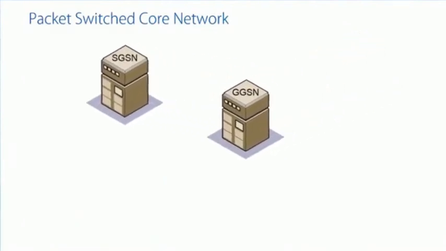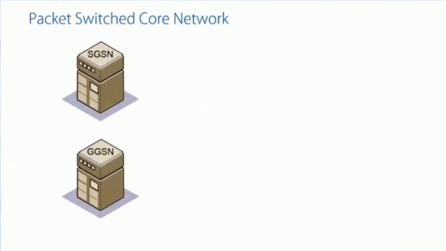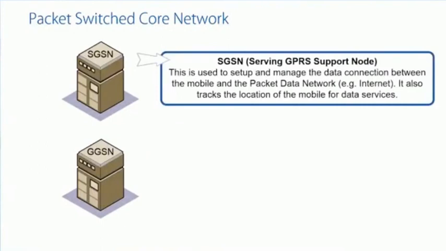So, looking at the two key network elements in a little bit more detail. Well, we have the SGSN, or the Serving GPRS Support Node. And this is responsible for the setting up and management of our data connection, the always-on connection we take for granted with GPRS. It too deals with mobility management. It will track the mobile as it moves around the network, but this time tracking the mobile for packet switch services, whereas my MSC VLR tracked the mobile for circuit switch services.